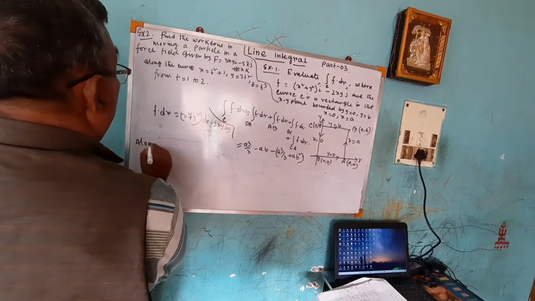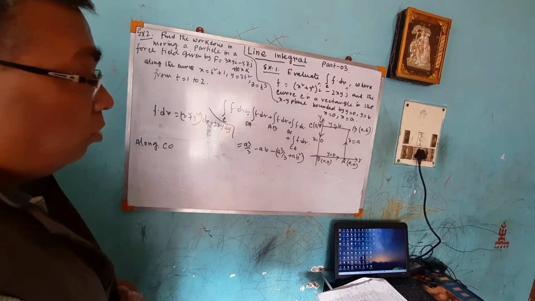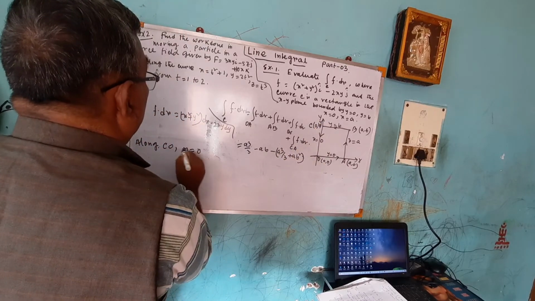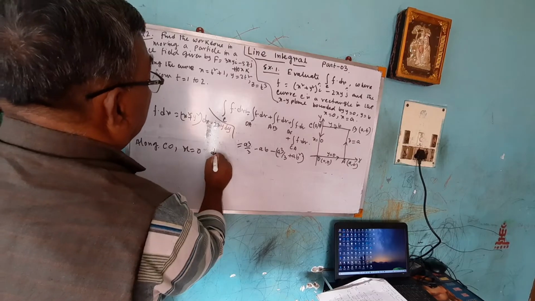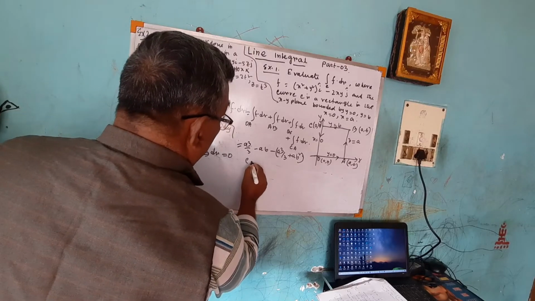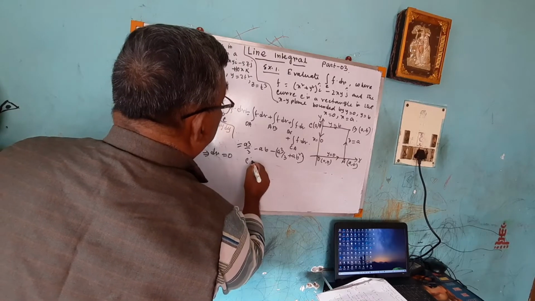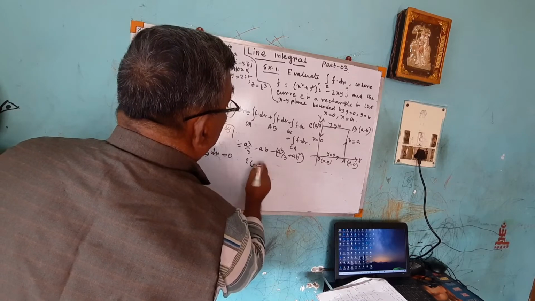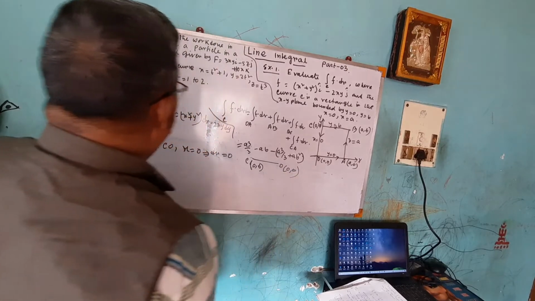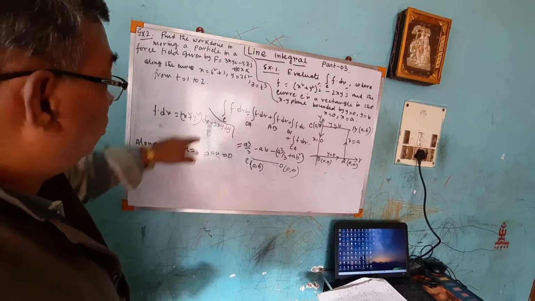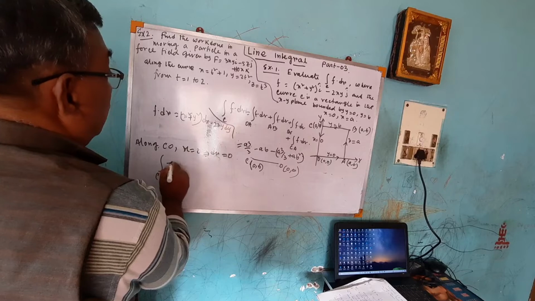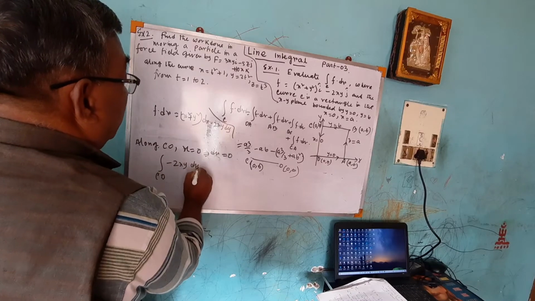Now along CO. How to find along CO? You see x equal to 0. This line is x equal to 0. X equal to 0 means dx equal to 0. So along CO, C value is 0 comma b, and O value is 0. So tell me now, dx equal to 0, so this part is 0. So integration along CO, dx is 0, so minus 2xy, very easy. Try to understand. This is dy.